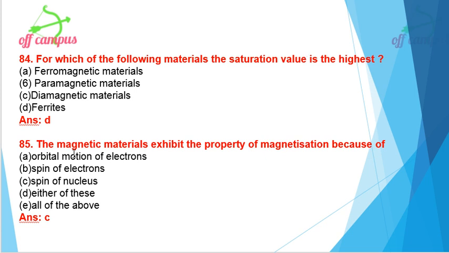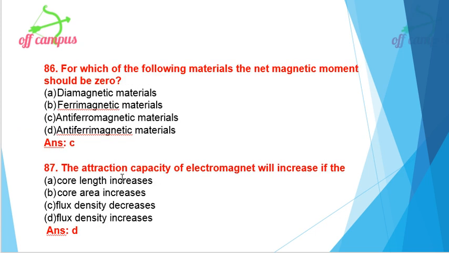The magnetic materials exhibit the property of magnetization because of orbital motion of electrons, spin of nucleus, either of these, or all of the above. The magnetic materials exhibit the property of magnetization because of spin of nucleus. Option C, spin of nucleus, is the right option.